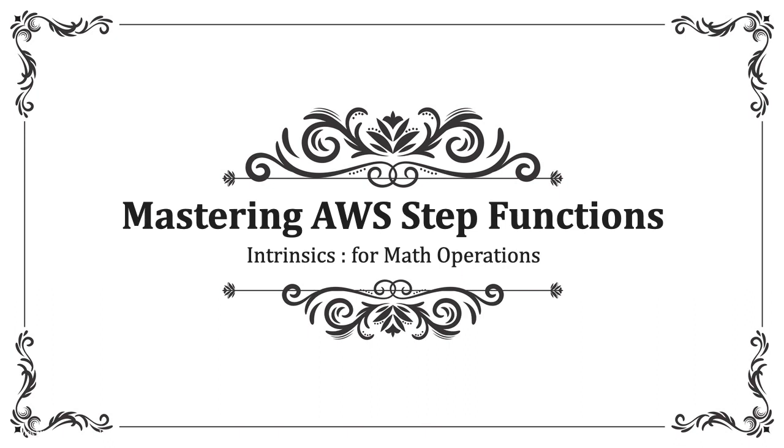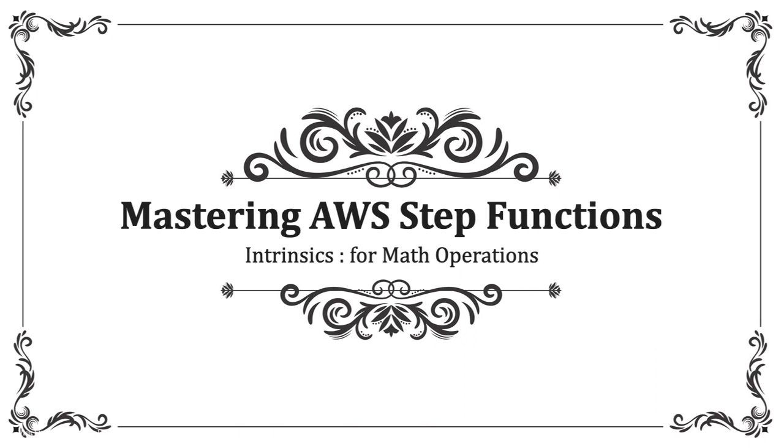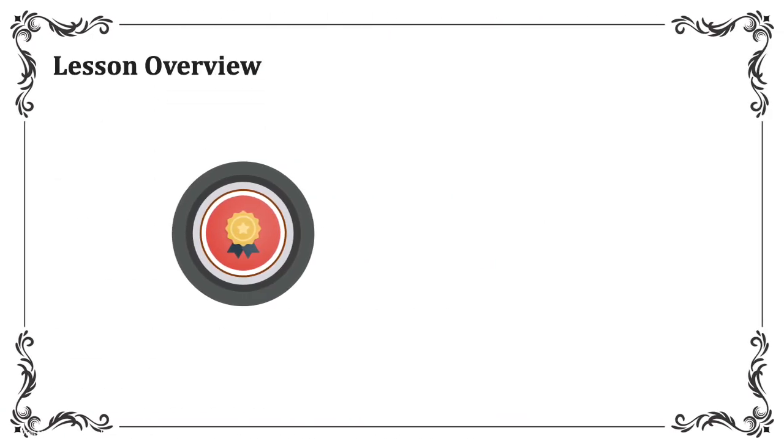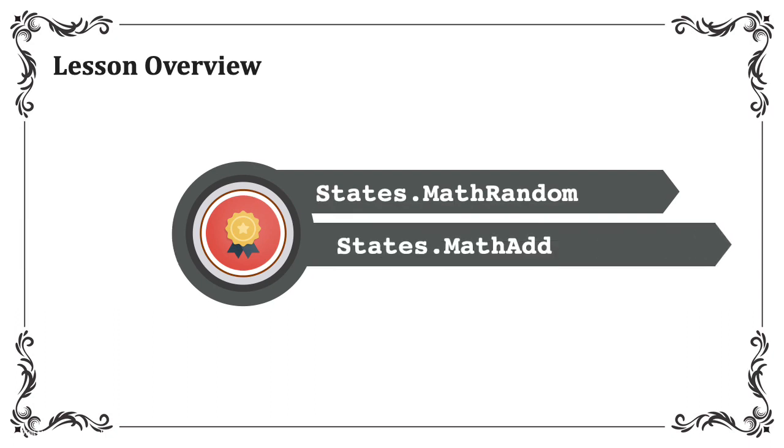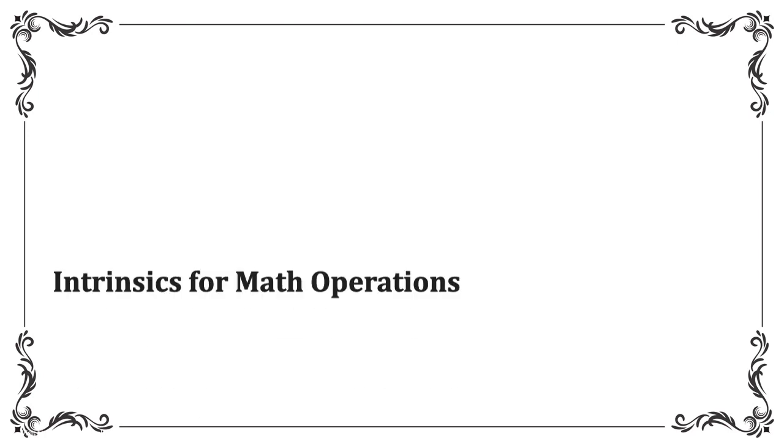This lesson is on Intrinsics for math operations. ASL offers two functions to perform math operations. These are the MathRandom and the MathAdd. And these are the topics for this lesson.